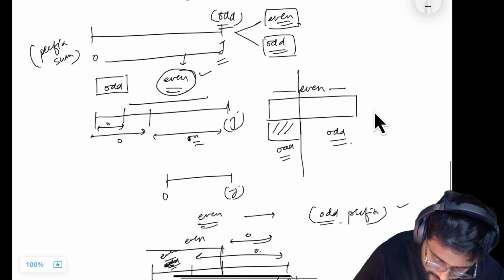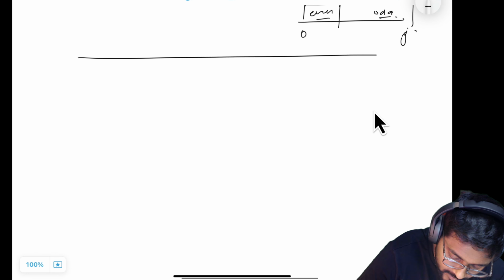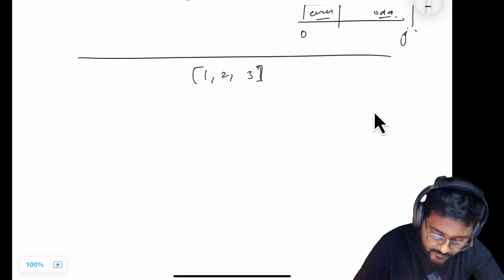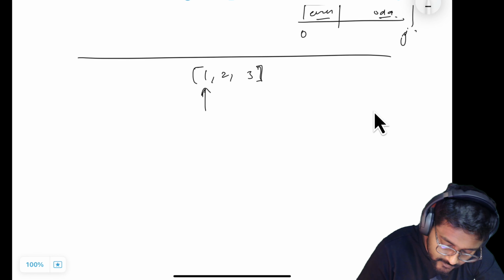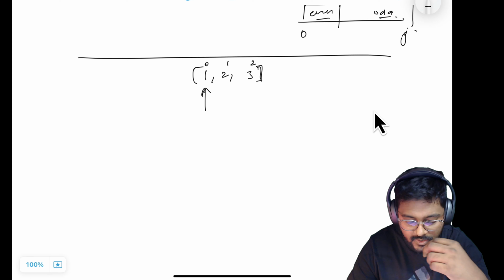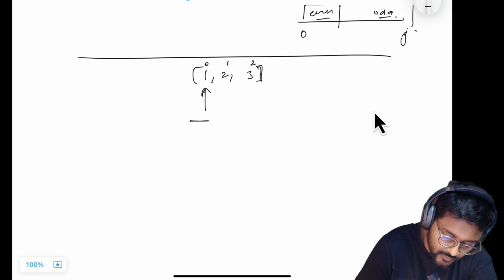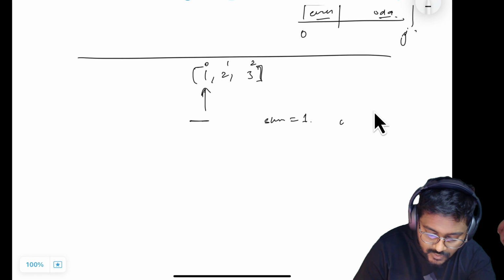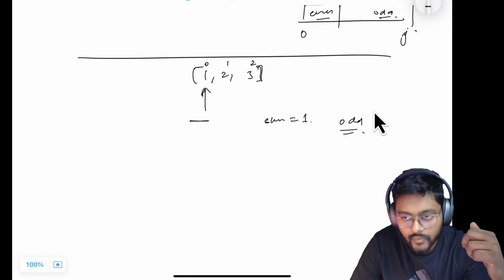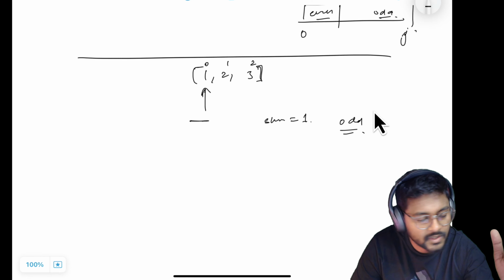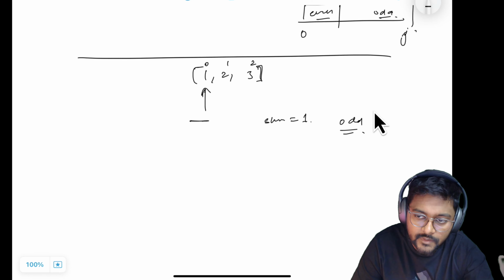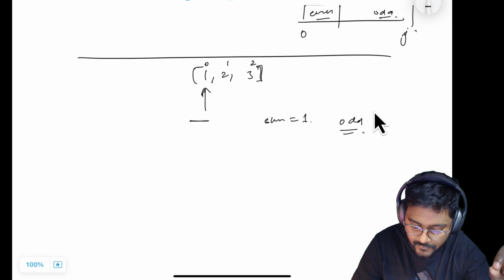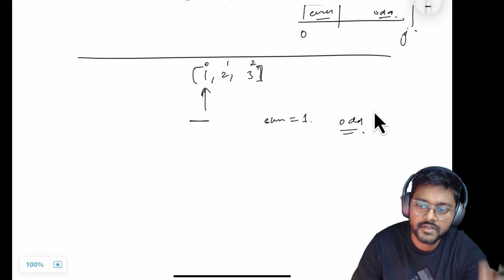Got it? So what I am trying to tell you is that 1, 2, 3. Right? 1, 2, 3. If I start from index 0 till index 0, what is the sum? Sum is 1, which is odd. It means from odd, from the left side, if you can remove the even portion, all the even portions on the left side will give us one odd subarray, right?